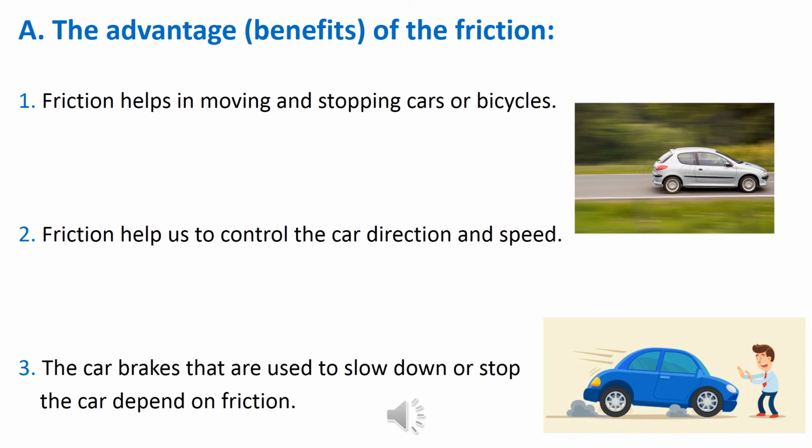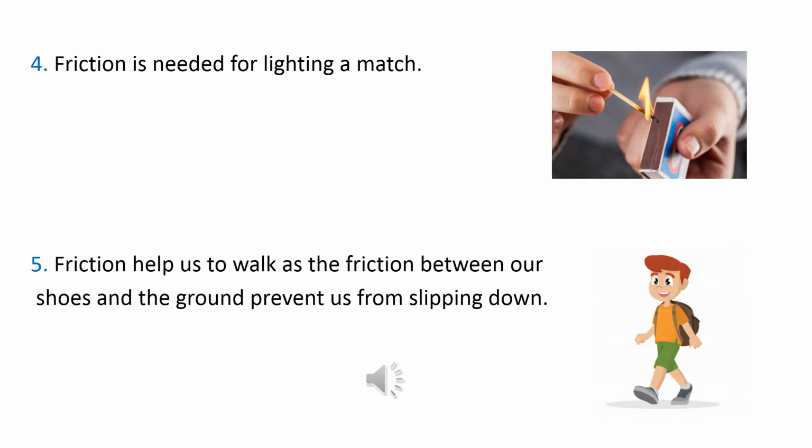Friction helps in moving and stopping cars or bicycles. Also, friction helps us to control the car direction and speed. Here is another benefit of friction, that the car brakes that are used to slow down or stop the car depend on friction force. Also, from the advantages of friction, that friction is needed for lighting a match, and also friction helps us to walk as the friction force between our shoes and the ground prevents us from slipping down.